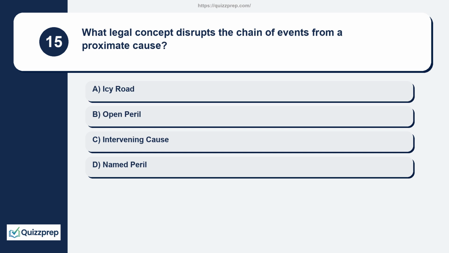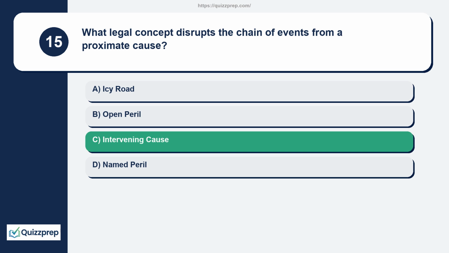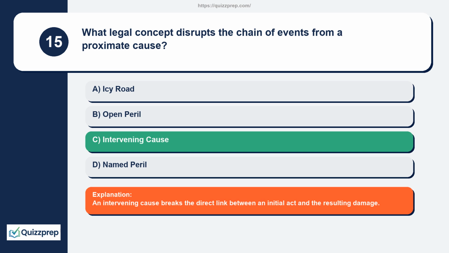Question 15. What legal concept disrupts the chain of events from a proximate cause? Icy road, open peril, intervening cause, named peril. An intervening cause breaks the direct link between an initial act and the resulting damage.